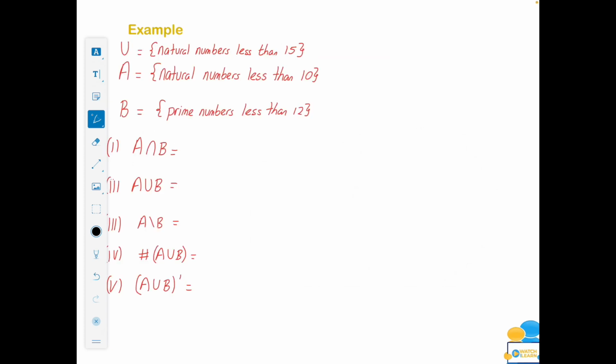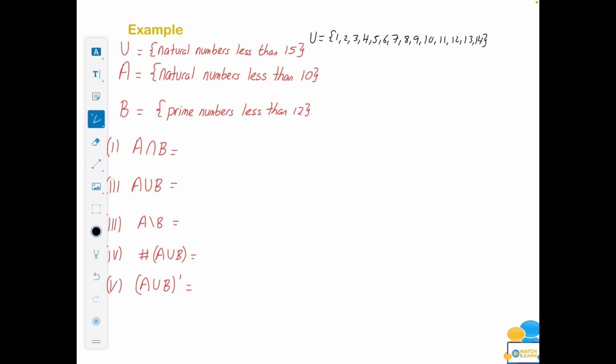To practice what we've just learned, we're going to go through this example. So we have our universal set here, which is the set of natural numbers less than 15. Written out in words, that's a little difficult, so we're going to put it into numbers. We're going to say the universal set is 1, 2, and so on, and we'll only go up as far as 14 because it says less than 15.